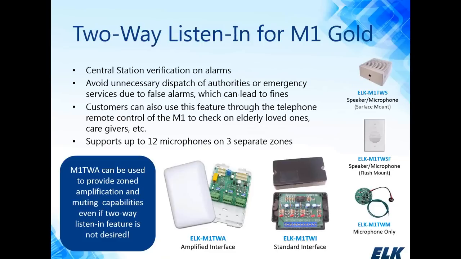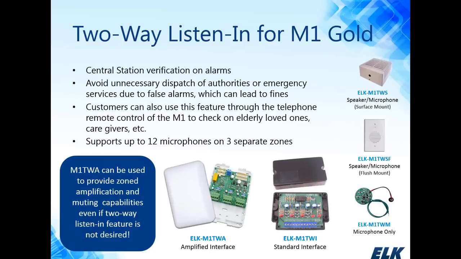Now the M1 system has two-way listening capability. This is primarily for central station verification on alarms. This helps to avoid unnecessary dispatch of the authorities or emergency service personnel due to false alarms, somebody burning the toast or whatnot, which in some cases can lead to fines in some areas, and those fines can be pretty expensive. So with the two-way listen-in, Central Station has the ability to listen into the residents and to talk, and then the residents have the ability to communicate back.